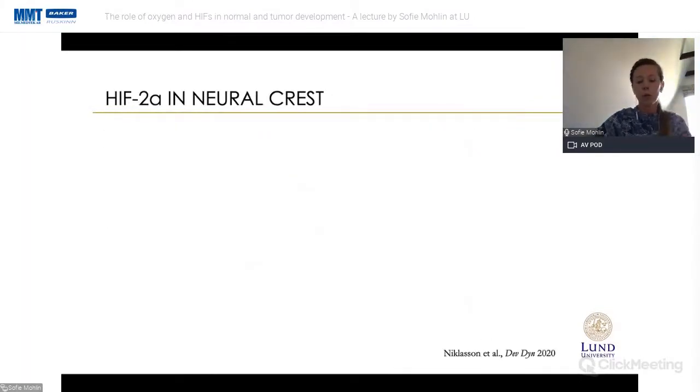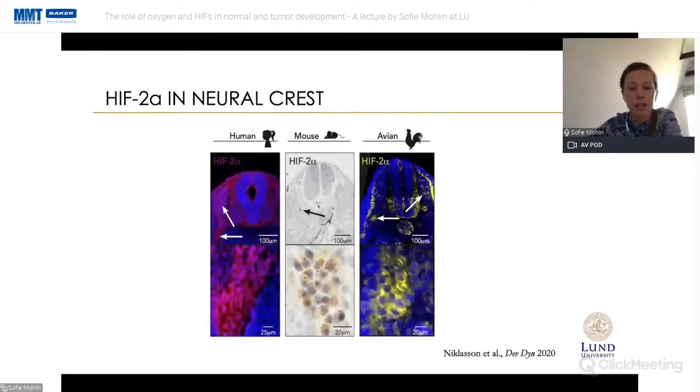So we know how the oxygen levels look. We know that we have HIF2, but we also wanted to look spatially and at protein level again. So we stained sections from embryos of 3 different species: human, mouse, and avian. And this is around embryonic week 6, so it's a very early human embryo, and the chick embryo is at a stage that corresponds to that, whereas the mouse embryo is a little bit older. So here you can see that HIF2 positive cells are migrating. These are the trunk neural crest.